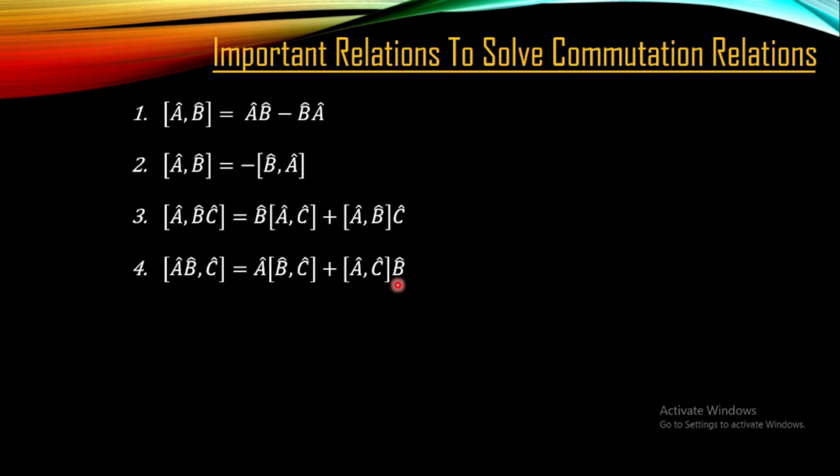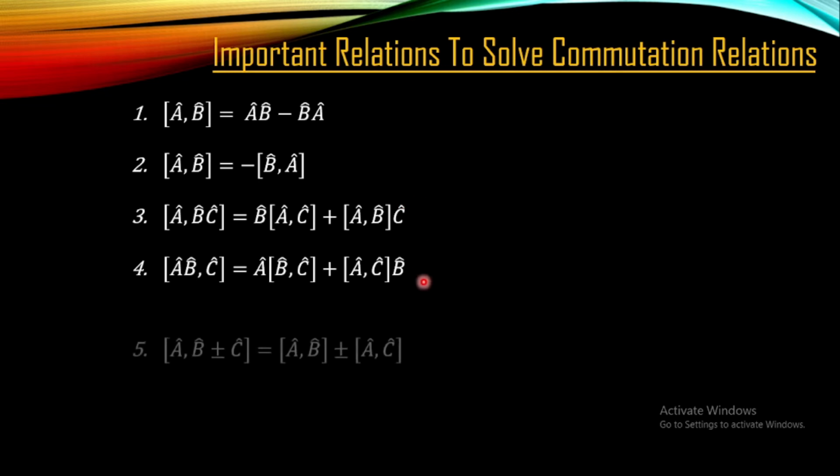So when taking an operator outside, if it is present on the left hand side, then it needs to be written on the left hand side of the bracket, and similarly if it is on the right hand side, then it is to be written on the right hand side only. So these are the two cases where we have three different operators.